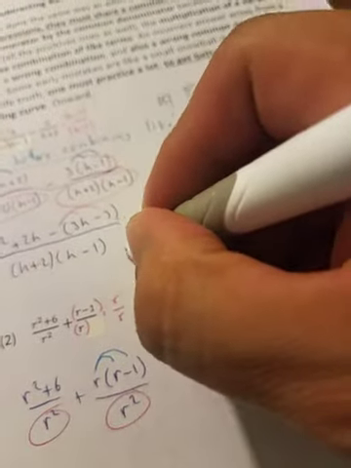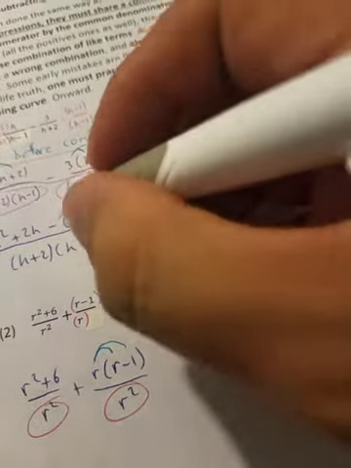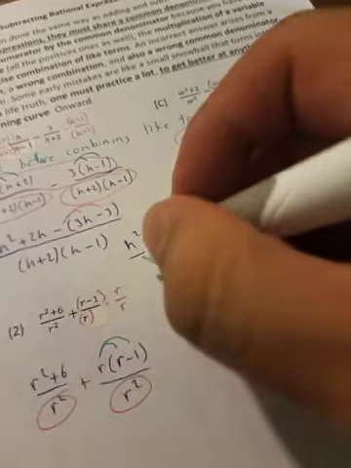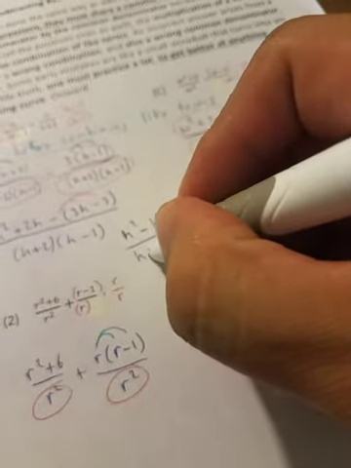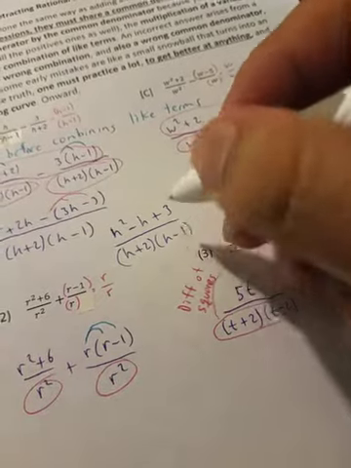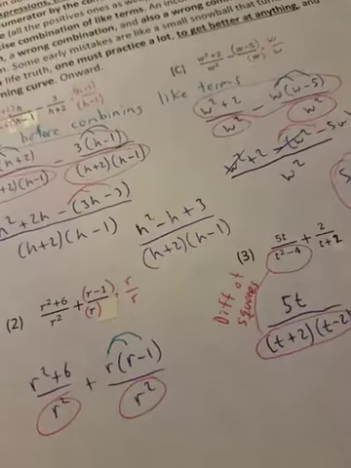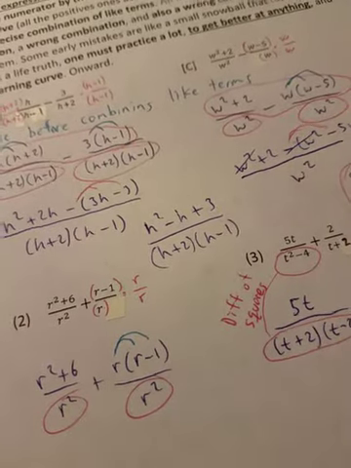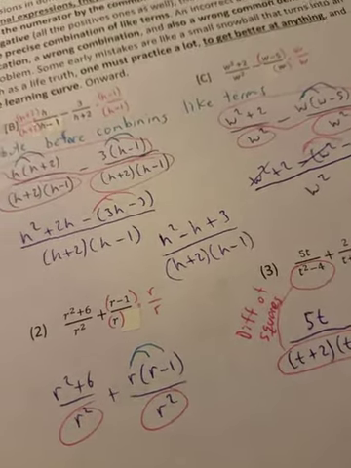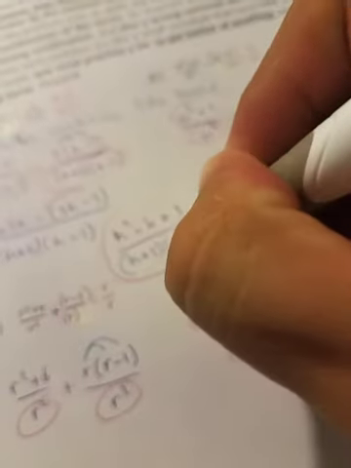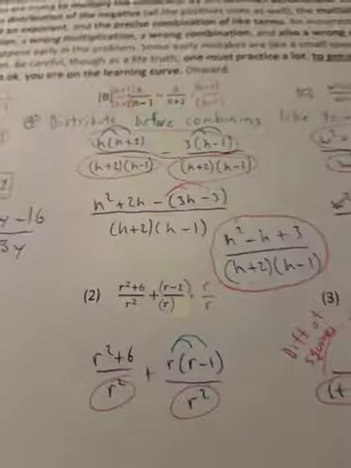So h squared, 2h minus negative h, a negative and a negative make a positive, and you can actually just keep the bottom as it is. You don't have to distribute this. This doesn't need to be distributed. Can you factor that? 1 and 3. I don't think so. Well, doesn't matter. It's okay. If you can't factor it, then that's it. That's the answer. Okay? Now there you go.